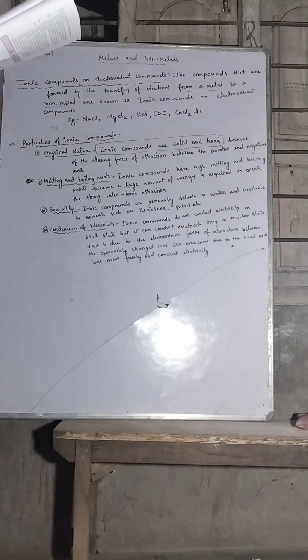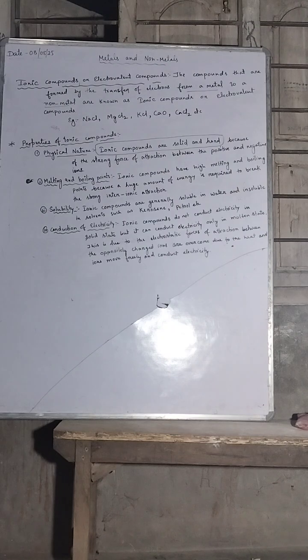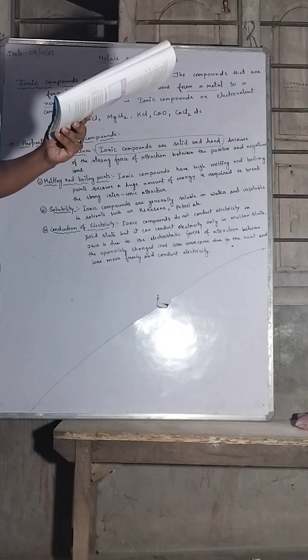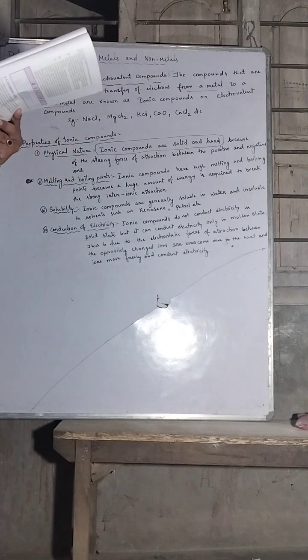And next is lithium chloride. Its melting point is 887 Kelvin, approximately 600 degrees Celsius, and the boiling point is 1600 Kelvin. That means it should be approximately 1350 degrees Celsius. And calcium chloride has a melting point of 1045 and a boiling point of 1900.